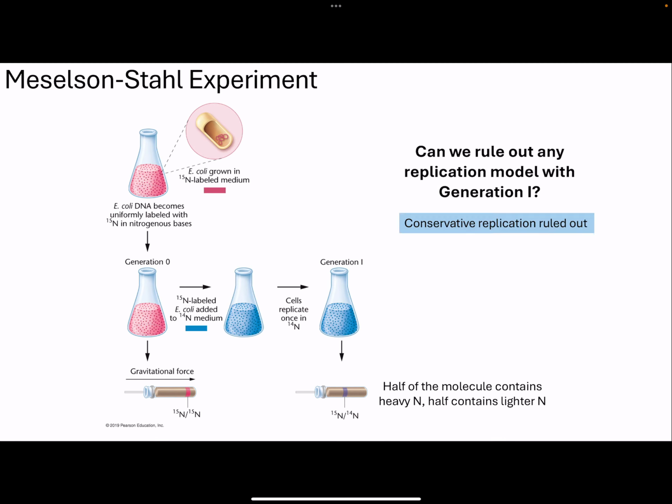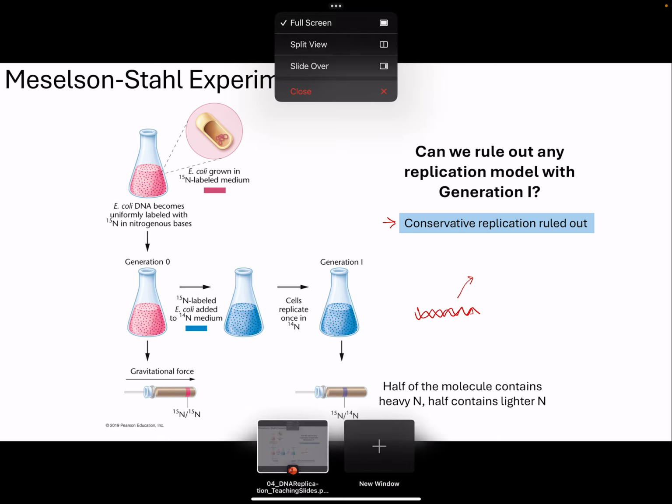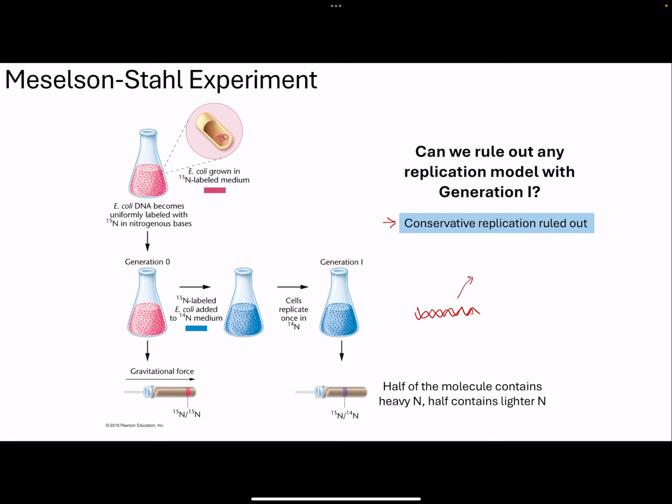So conservative replication can be ruled out. Why is this the case? So if we think back to our DNA molecules, I'm not going to draw a double helix because it's going to look terrible, but we can have our parent version of the double helix. And with the conservative model of replication, we have an exact copy. We have the parent version and an entirely new version of the DNA double helix over here.